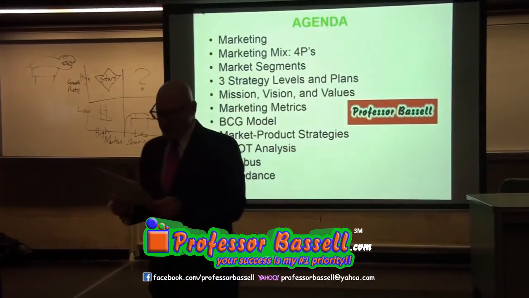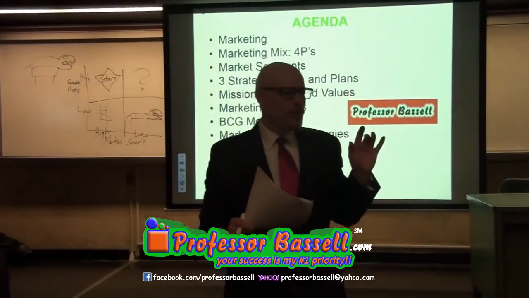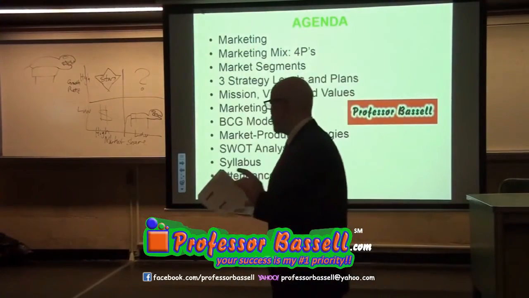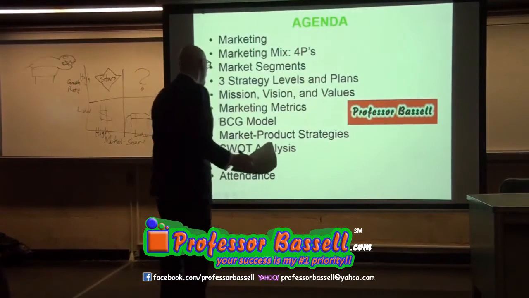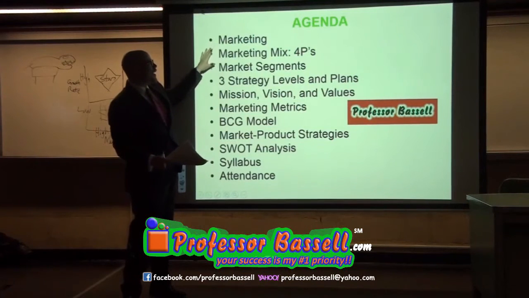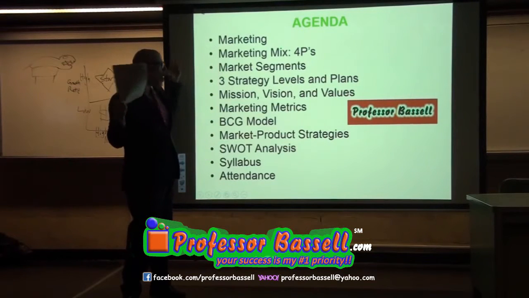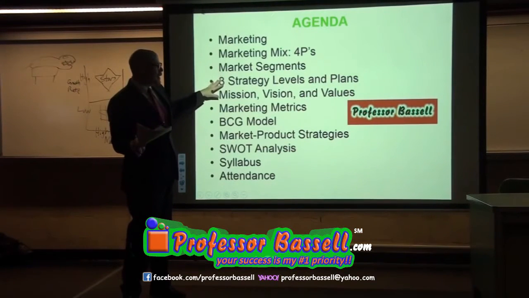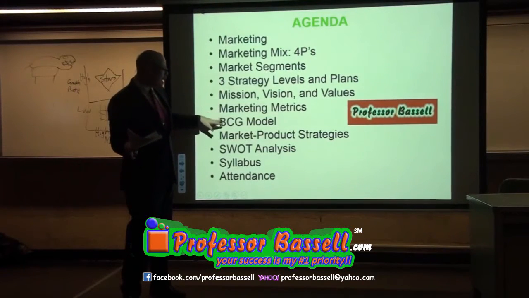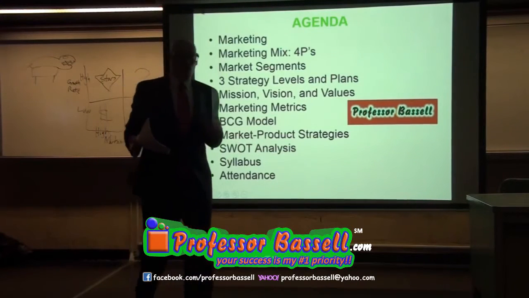Now let's talk about the market product strategies. 4 generic market product strategies. Okay, so we talked about an overview of marketing, the marketing mix, which we said is those controllable factors, the 4 Ps. Marketing segments, we talked about the target market, different levels of plans, the mission, the vision, the values, marketing metrics, the BCG model. Now we're talking about the market product strategies.